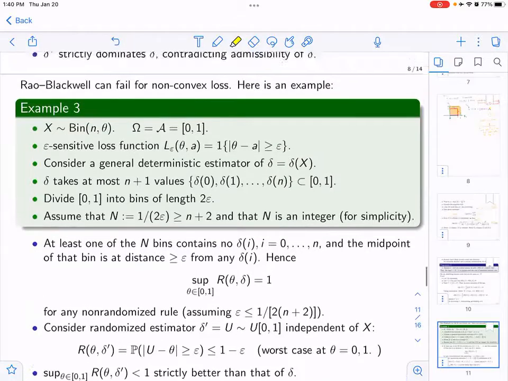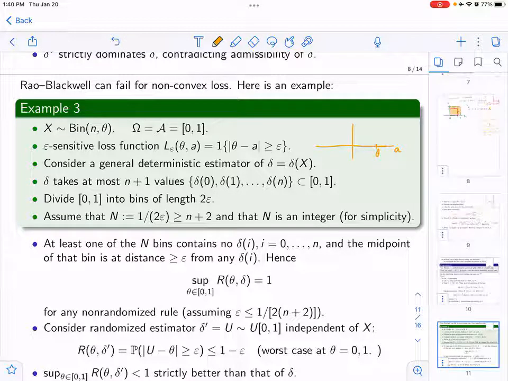I'll take the loss to be this epsilon-sensitive loss, which is this thing. Suppose I have A, and this is theta. It's like a 0-1 loss, but only active if I'm epsilon away. So if I'm epsilon away from theta, I'm going to pay a loss of 1. But within epsilon of theta, I'm not going to pay any price. So I tolerate epsilon error around theta with 0 penalty, and then the loss jumps to 1.